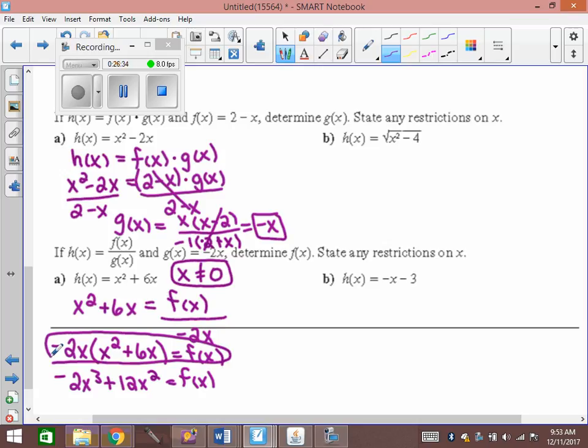Very last part. Yeah. It is negative 12. Just a really thick negative sign. Yeah. Nope, you're good.